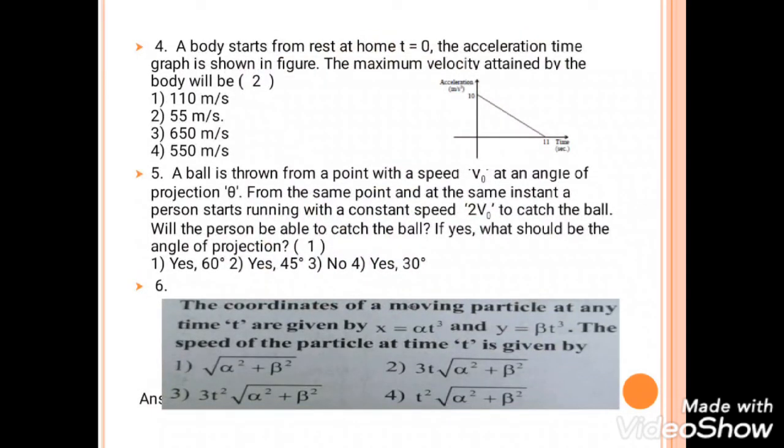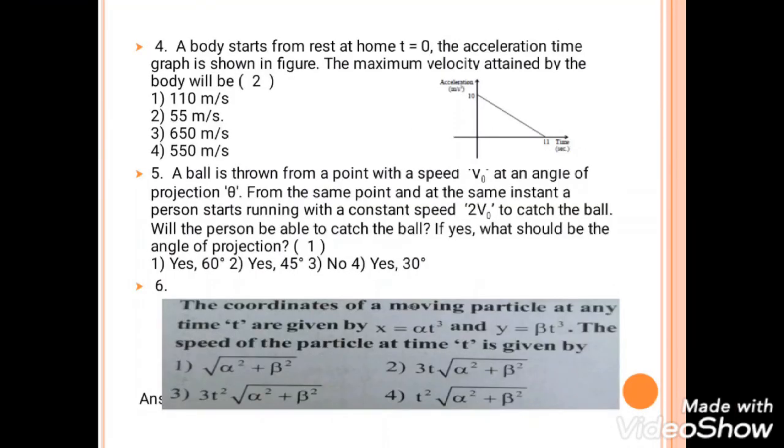Going to problem 4. Here, when the acceleration time graph has been given, the velocity can be got by the integration of this acceleration, which is nothing but the area under the curve. Here the curve is nothing but a straight line. From this figure we can easily say that the area under the curve is nothing but a triangle with the two coordinate axes as the sides.